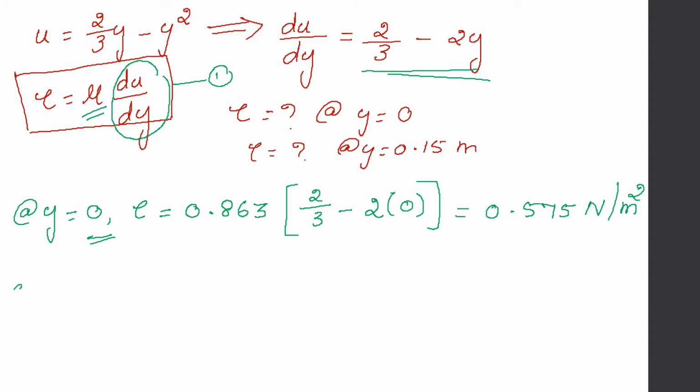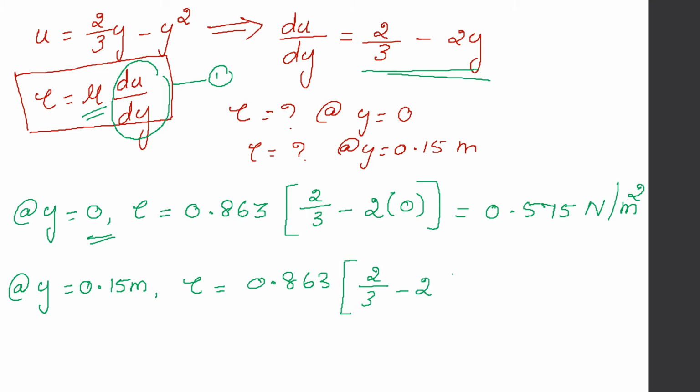Now at y is equal to 0.15 meter, tau is equal to 0.863 into 2 by 3 minus 2 into y, where y is taken as 0.15. So we get 0.316 Newton per meter square. So these are our answers. We will go for the next problem.